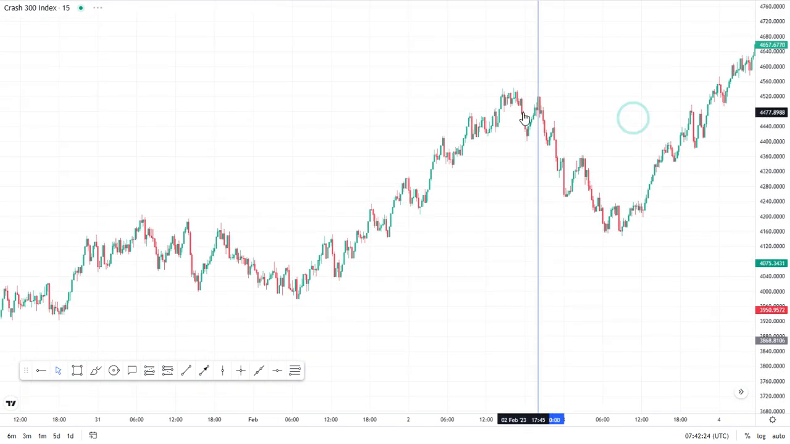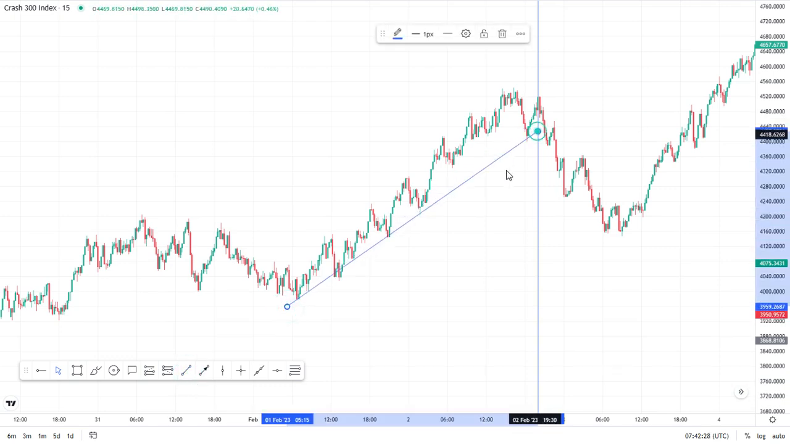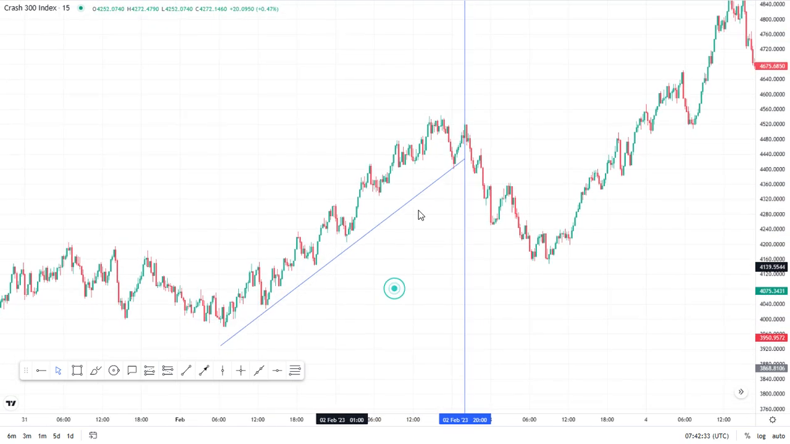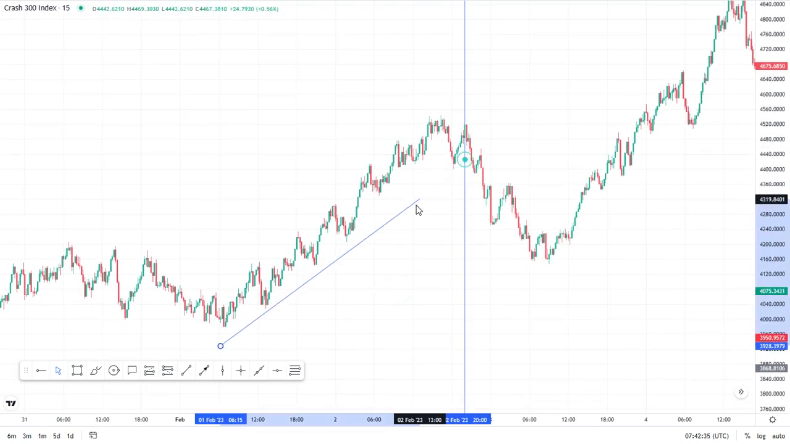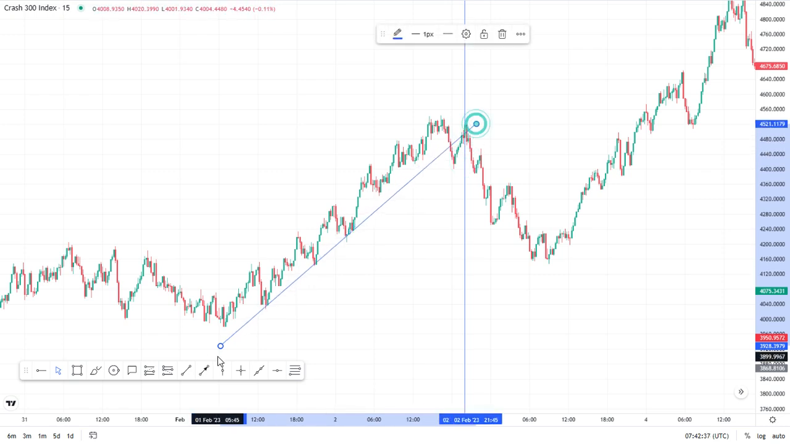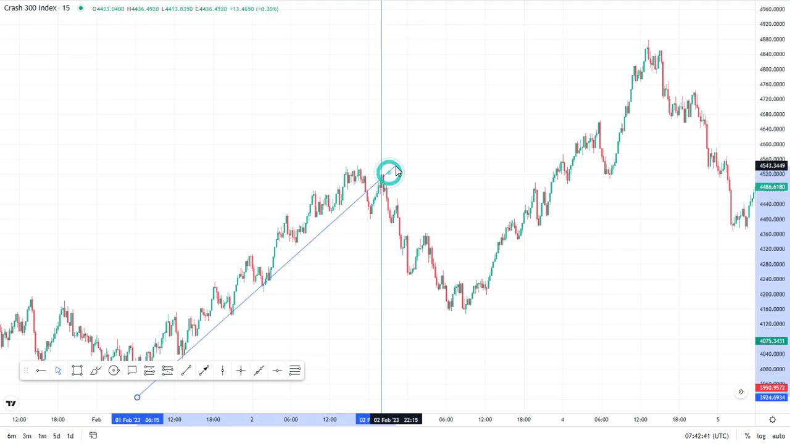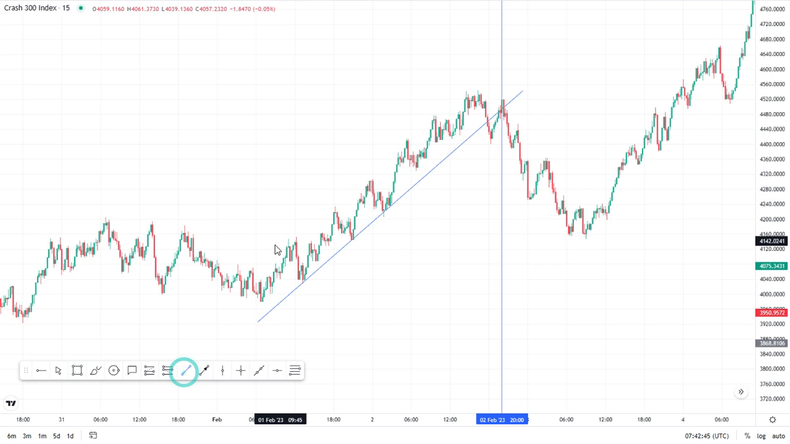Look at another example right here. That's the third example right now. You see the price pushing up this way. So what do you have to do? Let me put in the line the right way. This is what you are going to have. It's exactly what you are going to be having.